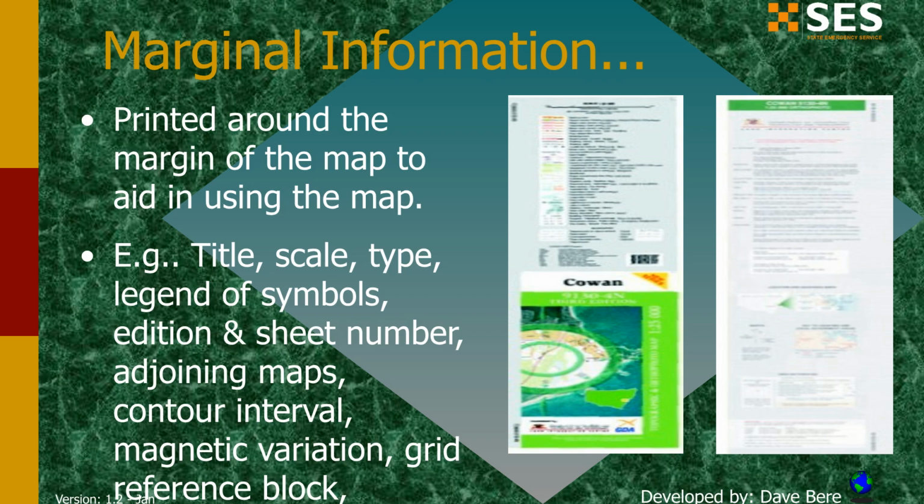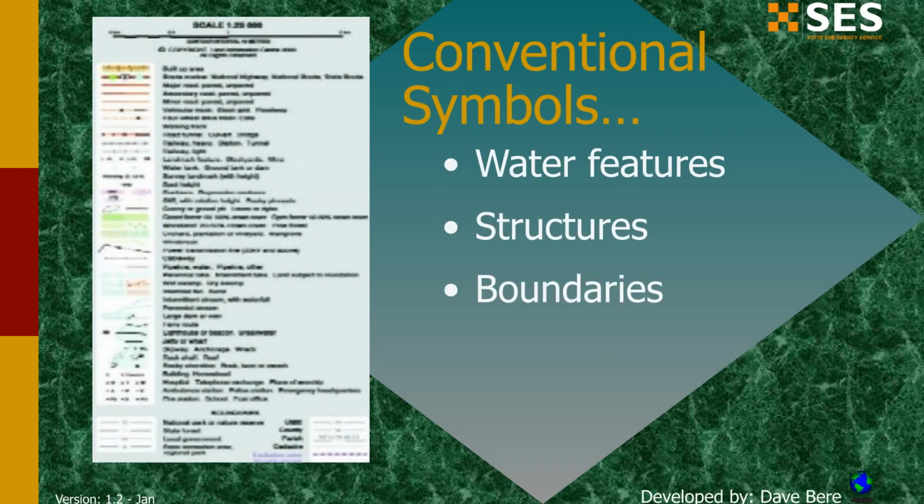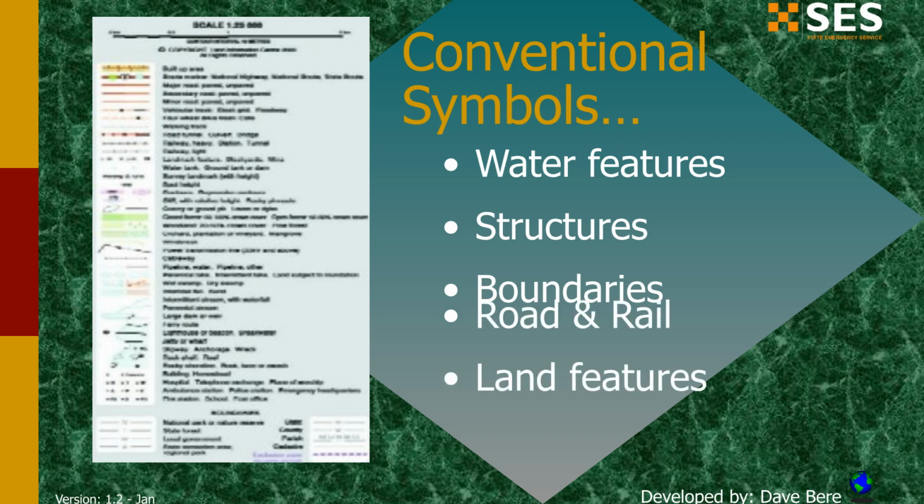Marginal information is printed around the map's margin to aid its use. This includes the title, scale, type, legend of symbols, edition, sheet number, adjoining maps, contour interval, magnetic variation, and the grid reference block. Conventional symbols represent features on the map. These include water features, structures, boundaries, road and rail networks, and various land features. Understanding these symbols is crucial for map interpretation.